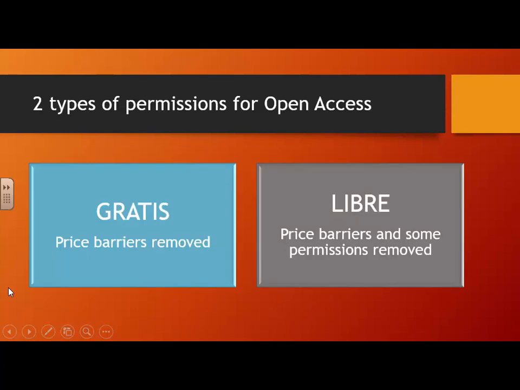With regards to permissions, if you as a user are using open access, I think it's also important to note that there are two types of permissions regarding OA. The one is gratis, which basically means free. In this case, it means that the price barriers have been removed, so the user does not pay to access the content. The other form is libre, and this is where the price barriers have been removed, so the user is not paying for the content, but also some of the permissions may have been removed. So this means that, for example, you as a user may be able to access an article, but you also may be able to redistribute it or adapt it.